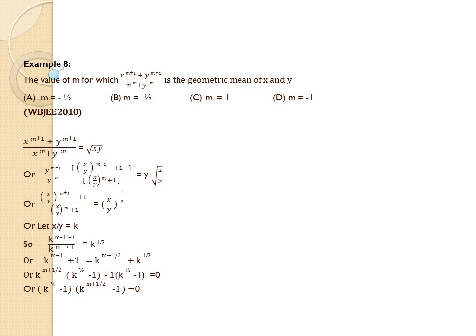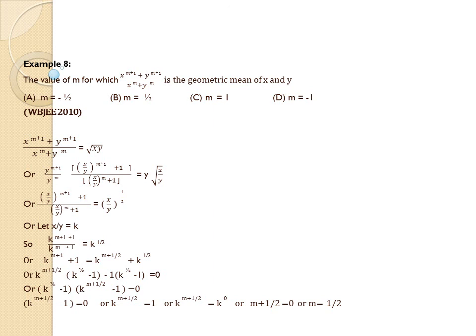So it is a product of two expressions, because that is a quadratic equation. Now as it is a product of two expressions, either factor can be 0. So k to the power m plus half minus 1 equal to 0. It means k to the power m plus half equal to 1, and 1 means k to the power 0. So from here I can write m plus half equal to 0, or m equal to minus half. One option was k to the power half equal to 1.